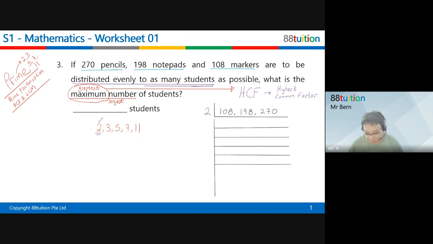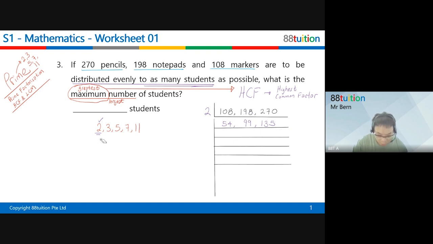Starting is 2. So what do? 108 divided by 2 is 54. Write it down. 198 divided by 2 is 99. Write it down. 270 divided by 2 is 135. Write it down. All right. Can I divide by 2 again? 54 can, but 99 and 135 cannot.